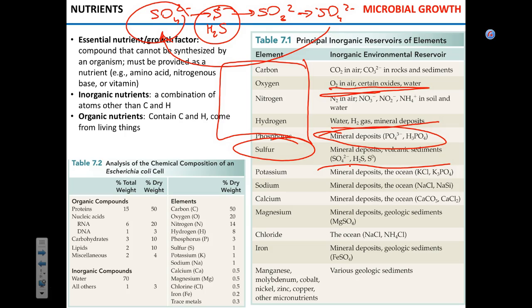Potassium, sodium, calcium, especially potassium and sodium, maintain ionic strength. Does that make sense? They maintain osmolality, they maintain ionic strength. Remember we talked about the microbes that can survive in salty environments? That's your sodium, okay? Potassium goes the same way. Same goes for chloride. And the sources of all metals, by the way, are mineral deposits.